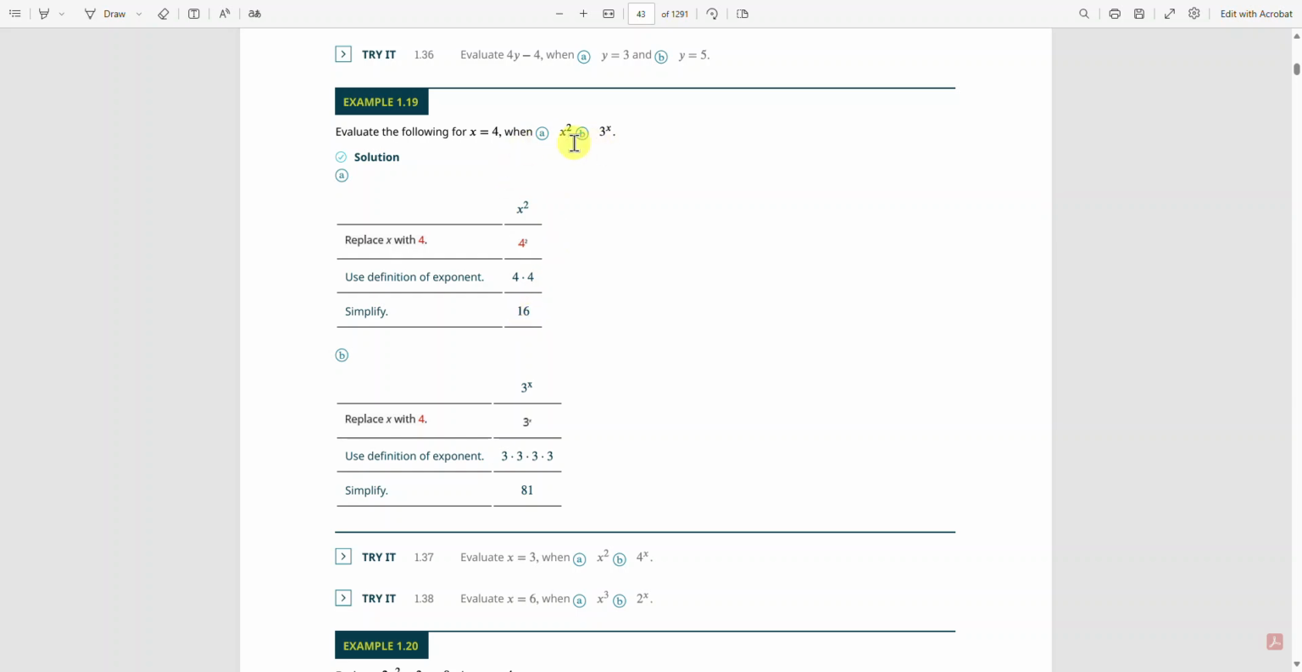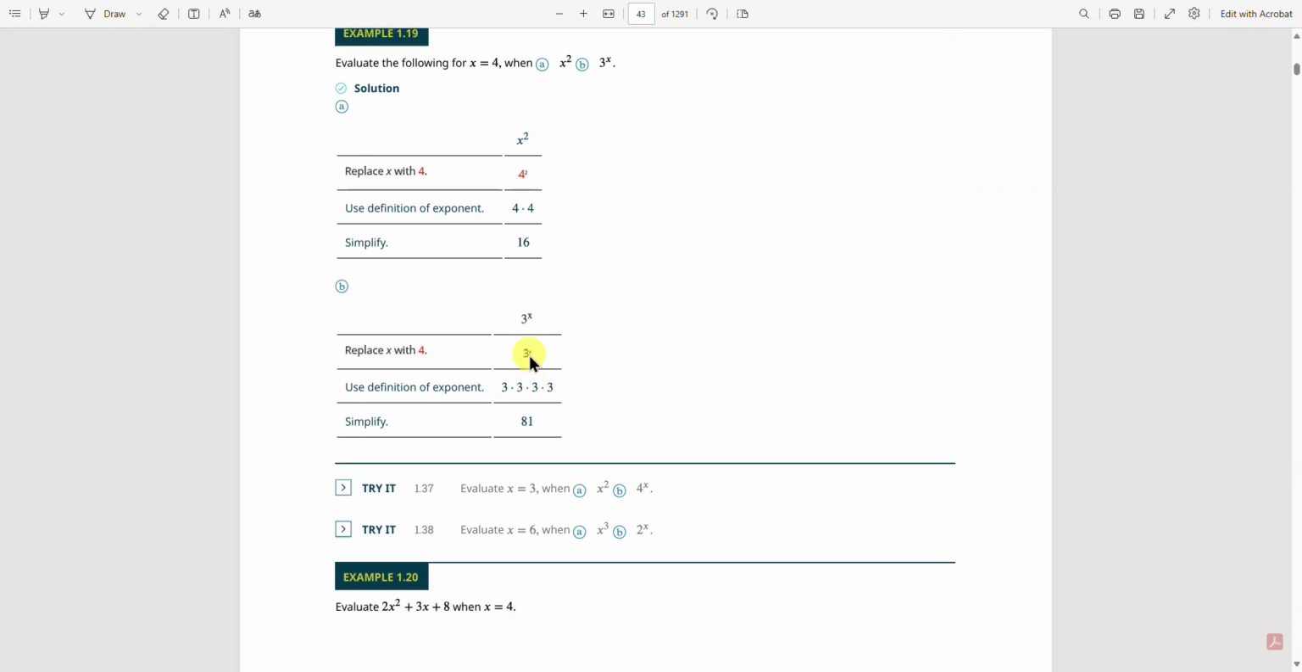Now we're asked to evaluate another expression, 3 to the x power when x equals 4. So we write the expression 3 to the x power, and then we replace x with the known value 4. 3 to the 4th power, which means we're multiplying 3 four times. So we write that out here, 3 times 3 times 3 times 3. 3 times 3 is 9. 9 times 3 is 27. 27 times 3 makes 81, and that's written here. So 81 is the value of 3 to the x power when x equals 4.